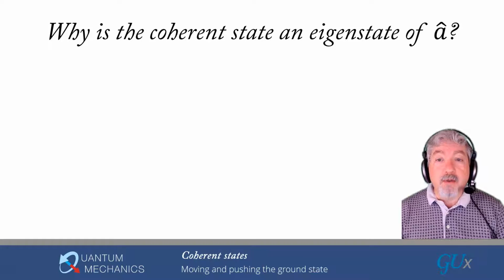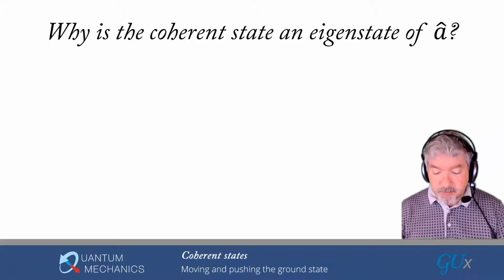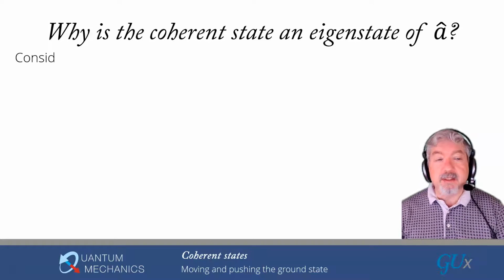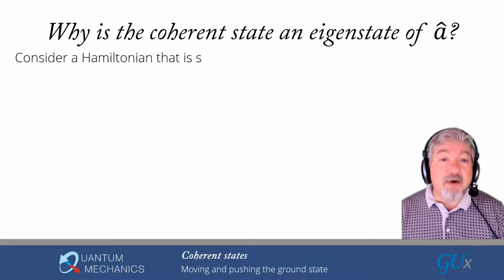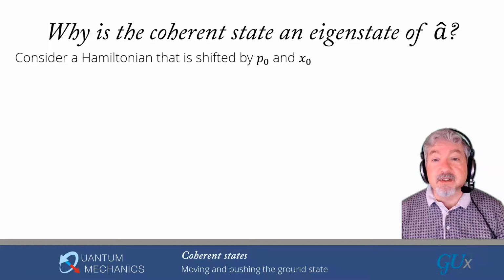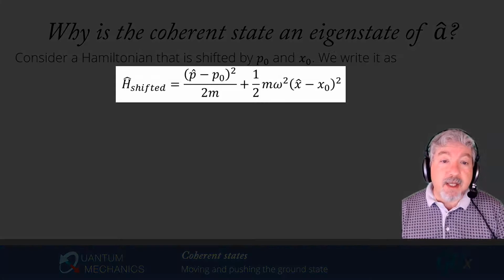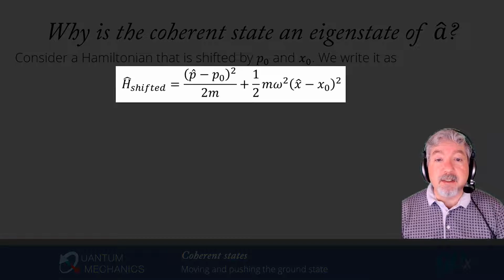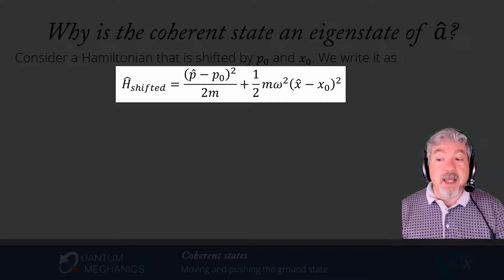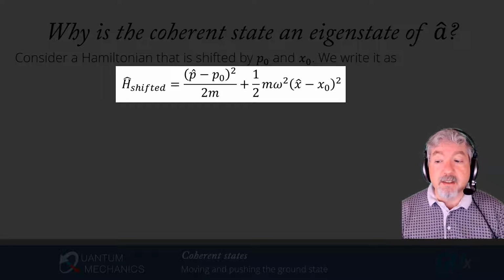Now you might ask, why in the world is it an eigenstate of the lowering operator? Well, it turns out it just comes about from the fact that we shifted the position and momentum. And I want to illustrate that for you now. So let's consider a Hamiltonian that has shifted the momentum by p0 and the position by x0. We simply write it as the operator (p hat minus p0) squared divided by 2m plus 1/2 m omega squared, the operator (x minus x0) quantity squared.